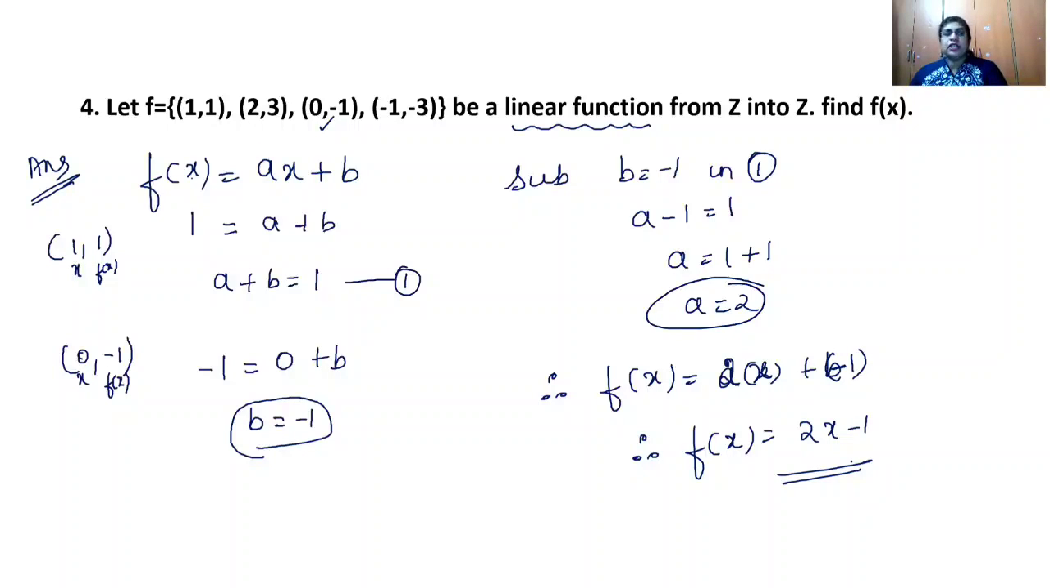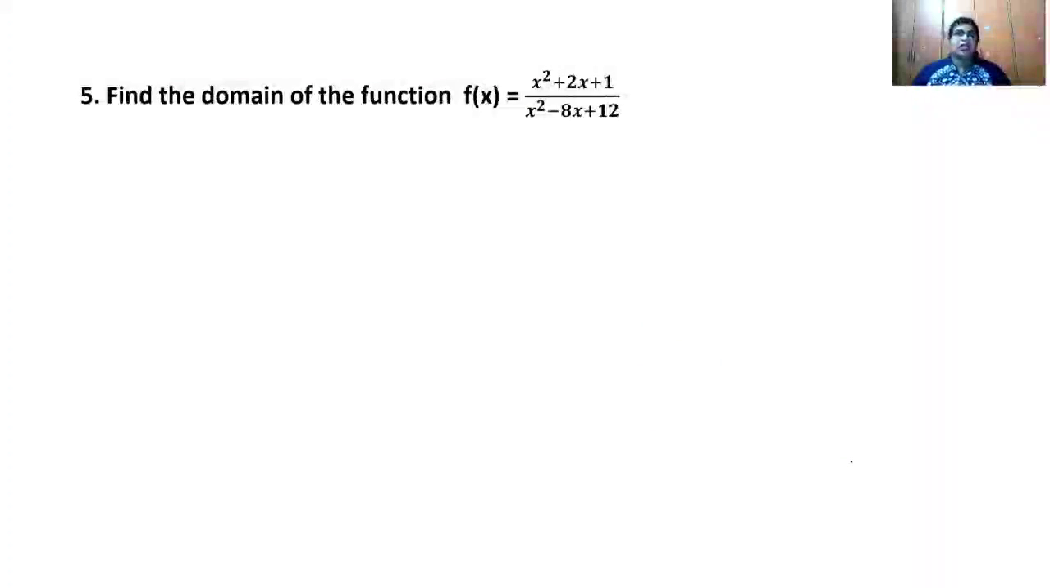Okay, let's move on to the last question of this chapter. Find the domain of the function. Domain means where does the x value belong? And f of x is given as (x square plus 2x plus 1) divided by (x square minus 8x plus 12). Whenever I have a rational function, what should come to my mind? I take care that the denominator won't become 0. So I'm bothered only about when this denominator will become 0.